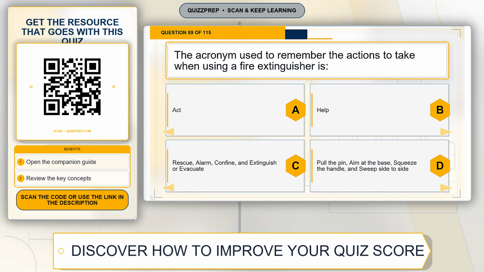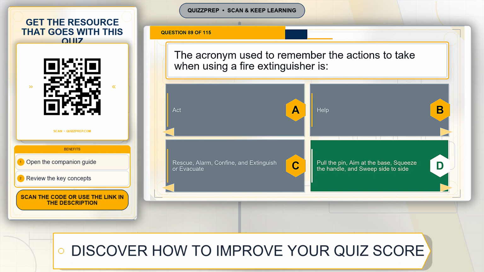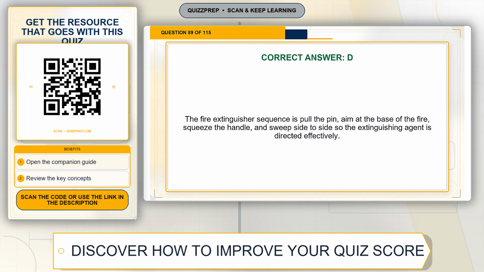Question 89. The acronym used to remember the actions to take when using a fire extinguisher is: Option A, ACT. Option B, help. Option C, rescue, alarm, confine, and extinguish or evacuate. Option D, pull the pin, aim at the base, squeeze the handle, and sweep side to side. The correct answer is option D, pull the pin, aim at the base, squeeze the handle, and sweep side to side. Explanation. The fire extinguisher sequence is pull the pin, aim at the base of the fire, squeeze the handle, and sweep side to side so the extinguishing agent is directed effectively.